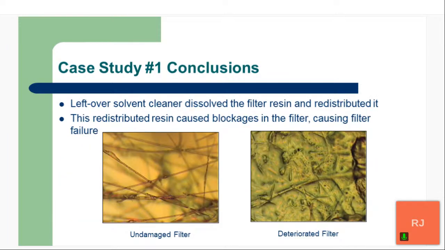So our conclusion is that this leftover solvent cleaner was dissolving the filter resin, and then it redistributed that resin in the filter. This redistributed resin caused blockages in the filter, and that was what was causing the filter failure. On the left, we can see a picture of the normal filter in its undamaged state. And then on the right, we can see where that redistribution of resin has moved, and the filter media just looks much different. We can see that it doesn't have the same opacity seen through it.